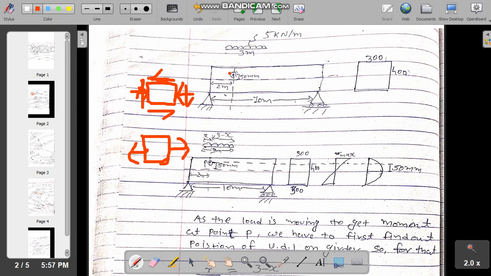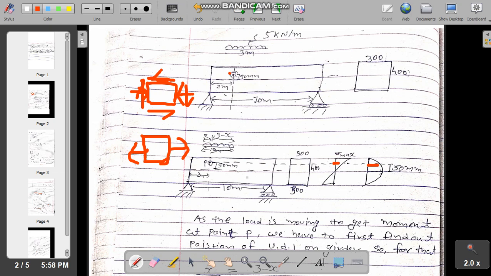So this is our beam, and this is our cross sectional. This is the bending stress and this is the shear stress diagram. So for this point we have to find our principal stresses. So we have to find the bending stress at this level and the shear stress at this level. Okay.